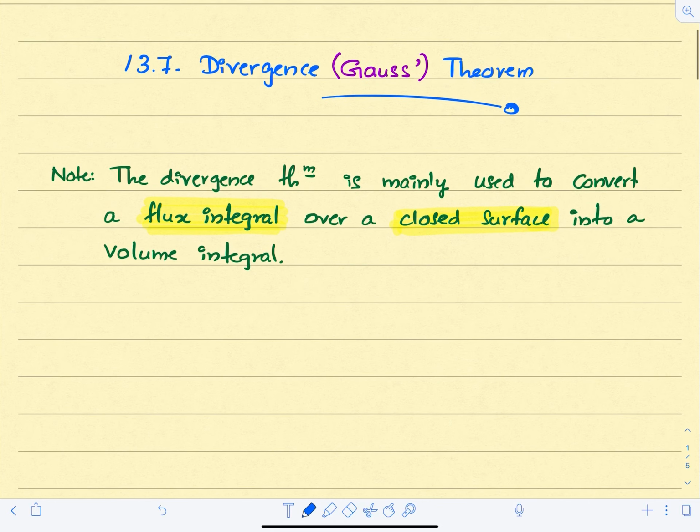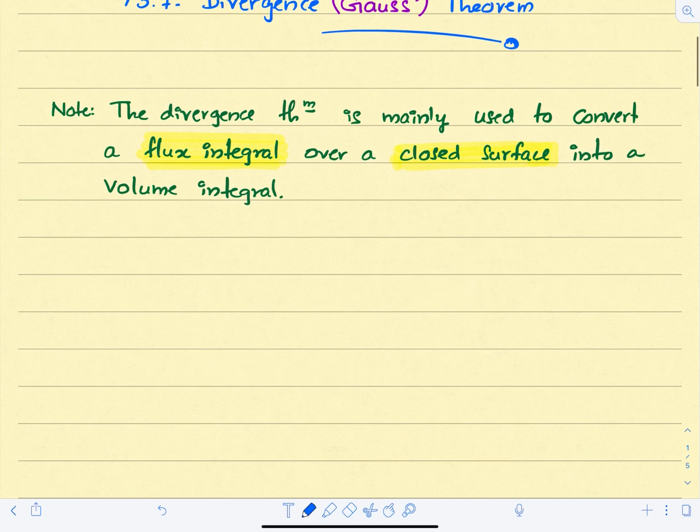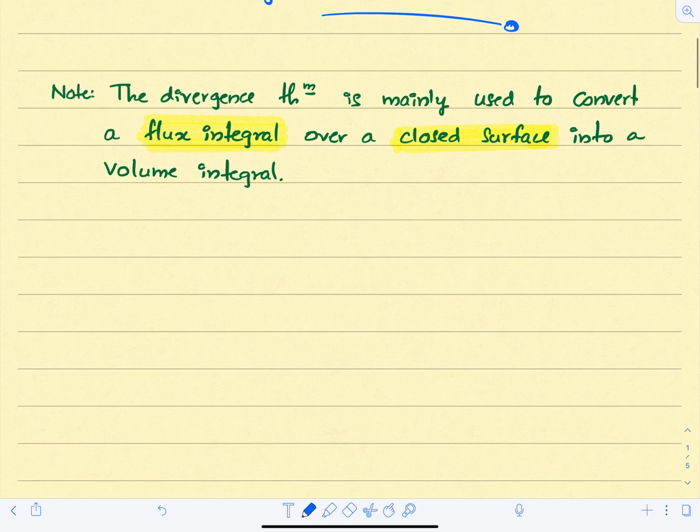13.7, and so this is the last section in Calculus 3, and it's about the divergence theorem. Sometimes we call the divergence theorem the Gauss theorem. So basically we use the divergence theorem to convert a flux integral over a closed surface into a volume integral.